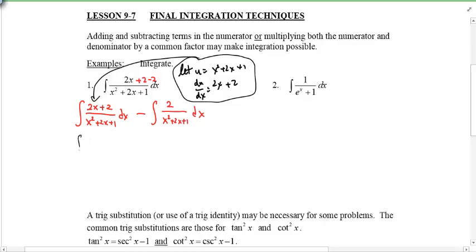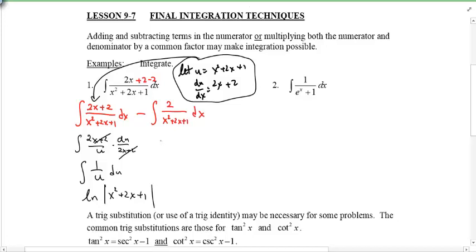So if you do this, you'll just get the integral of 2x plus 2 over u, and I think dx just becomes du over 2x plus 2. Perfect. The integration of 1 over u du, and of course that's just natural log of u, which is just x squared plus 2x plus 1. I guess I should put absolute values just to make sure.